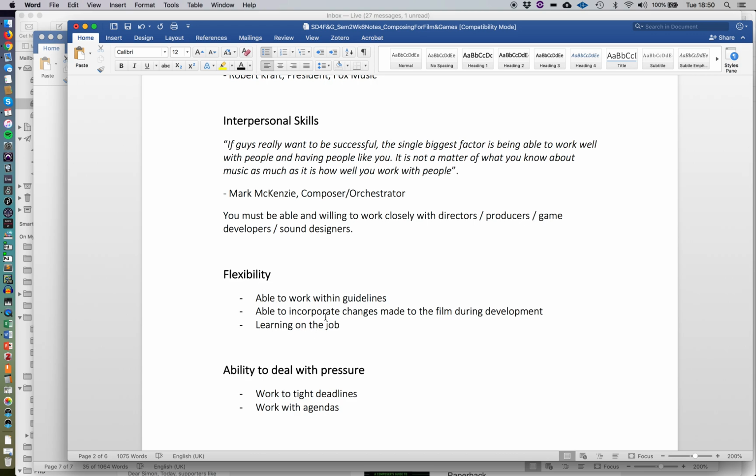You've got to be able to work within guidelines. You've got to be able to give somebody what they want that is in line with their overall vision. So you've got to surrender control. You can't just do what you'd like. You've got to work within what somebody wants and what works for the particular project. You've got to be able to incorporate changes. So people are going to give you feedback on your work and make suggestions, and you've got to take those on board and be happy to do so.